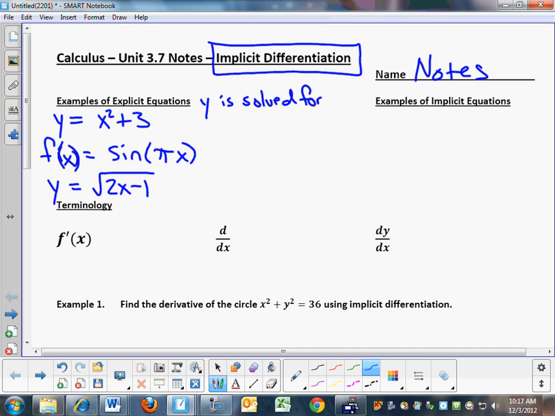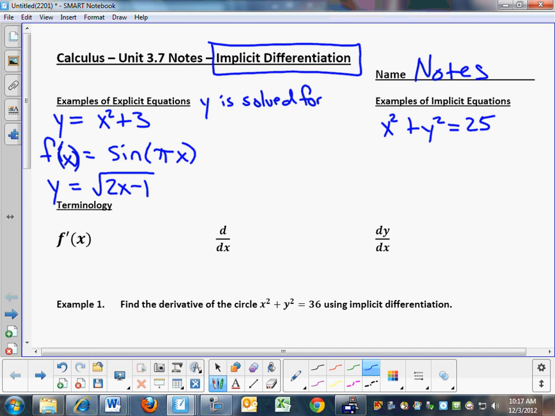The question is, we have lots of things where y is not solved for. So here's one example, and here's a classic one. x squared plus y squared is equal to 25. What type of shape is that? Circle. We can find the instantaneous rate of change of a circle at any given point without even expressing it as a function, which is cool. Because before we had to use something that only related to functions. Well, that's not the case in this scenario.